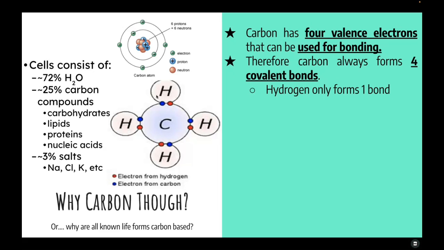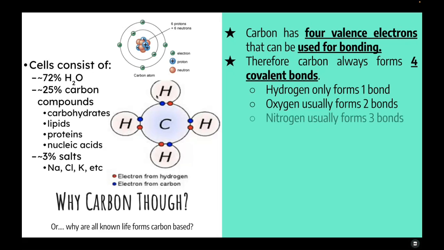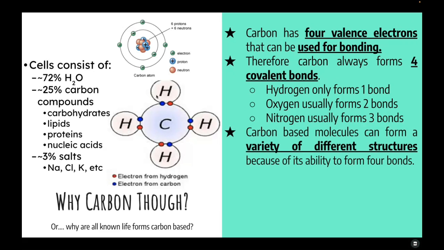All right, and so carbon is very important because it can form up to 4 covalent bonds. For example, hydrogen can only have 1 bond. Oxygen usually forms 2 bonds. Nitrogen usually forms 3 bonds. And so carbon-based molecules can form a variety of different structures, and it's because of the ability to form 4 bonds, okay?